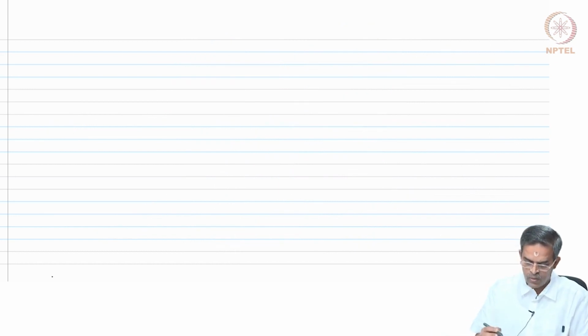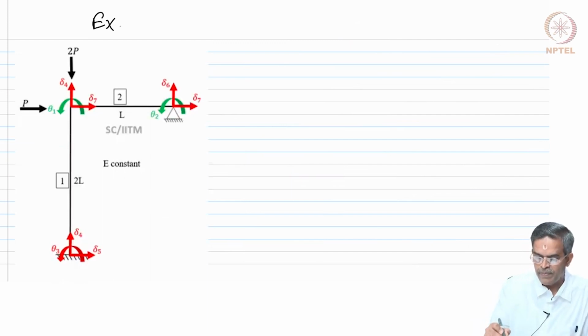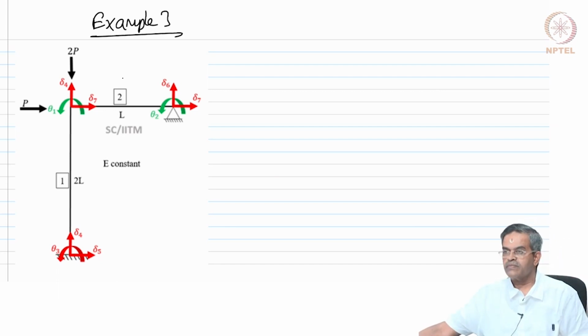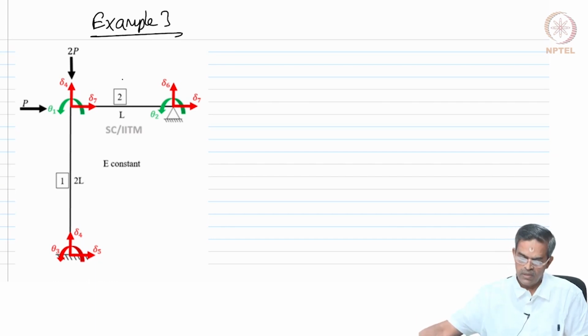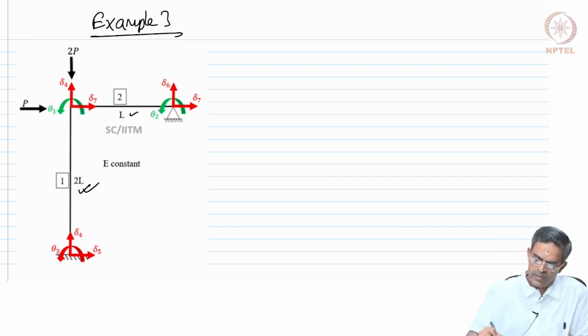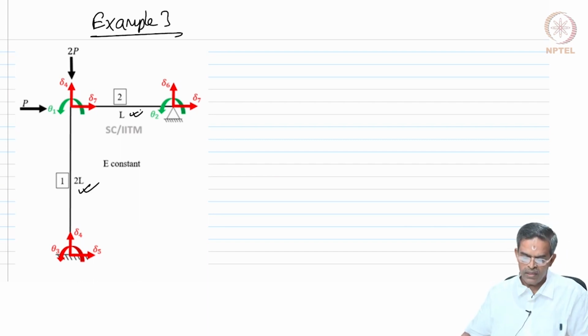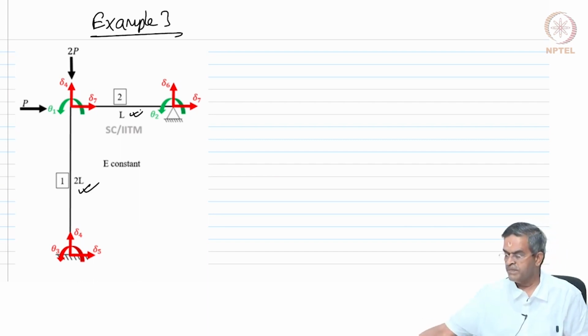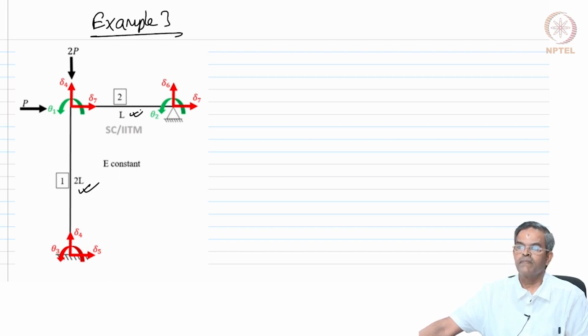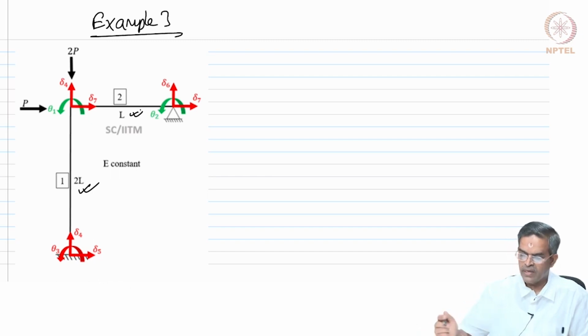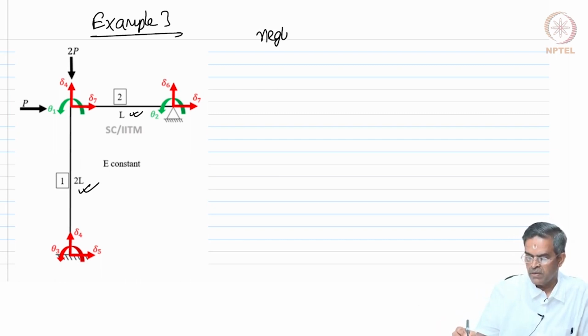Okay. Having said this, let us go to the example 3, as you see on the screen here. So, this example is about an orthogonal frame. It has got 2 members. One member is having length 2L, the other one is L. Okay. We have marked the degrees of freedom, as you see here. So, the degrees of freedom are marked as theta 1 and theta 2 unrestrained, okay, and remaining all are restrained. We are neglecting axial deformation.